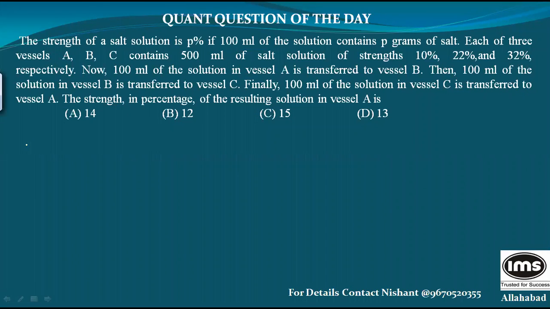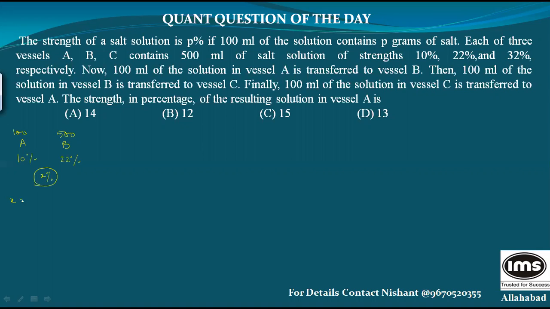We can solve this question using the concept of alligation. So we will make an alligation first of all for two solutions A and B. Concentration of solution A is 10%, and concentration of solution B is given in the question, 22%. We are mixing 100 ml of A to 500 ml of B. The resulting solution will have a concentration of say X%. So we have to calculate this X.